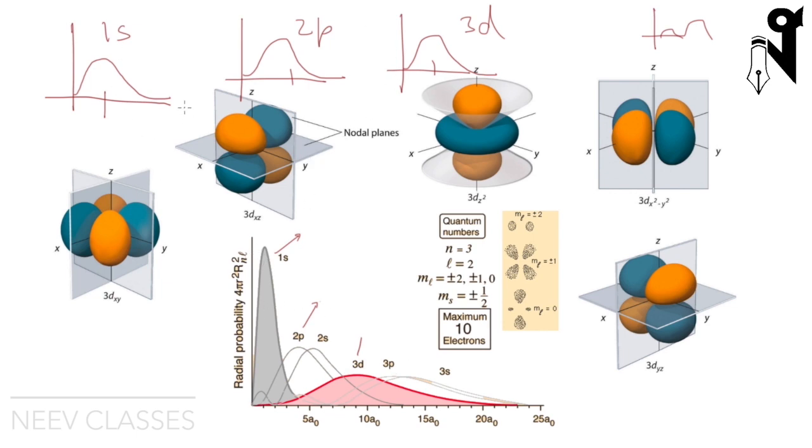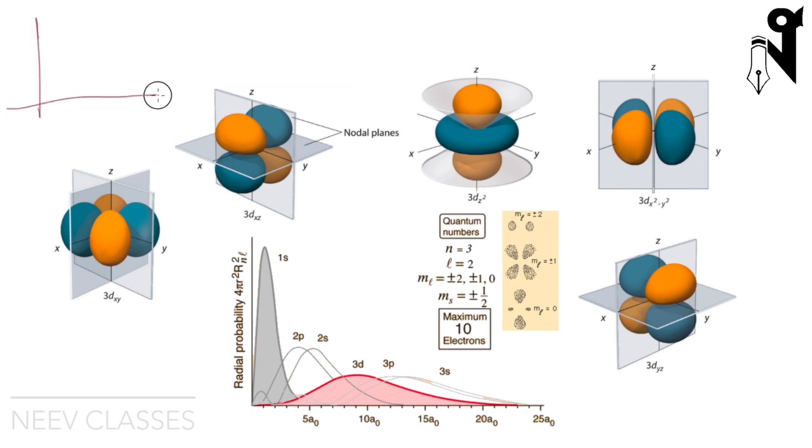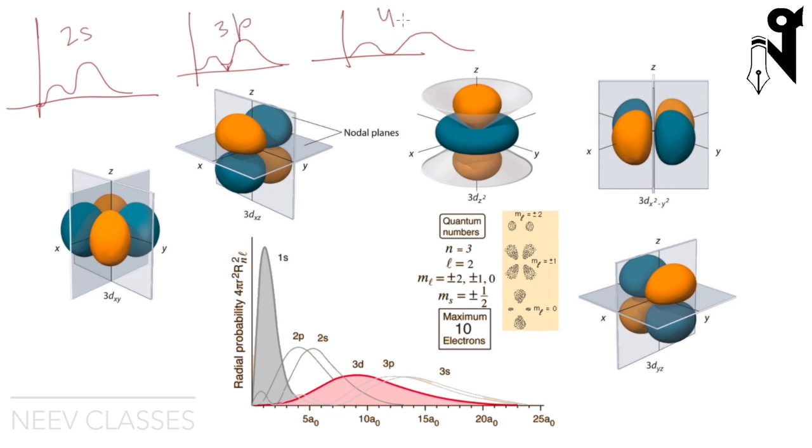What will have 2 humps? 2 humps touching a 0. So this is the second appearance of S, which will be a 2S. Second appearance of P, which will be a 3P. Second appearance of D, which will be a 4D. So the 4D graph will look like that.